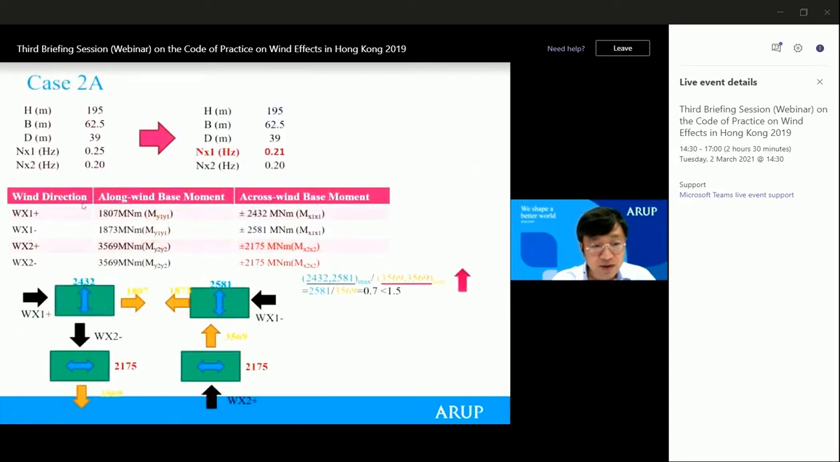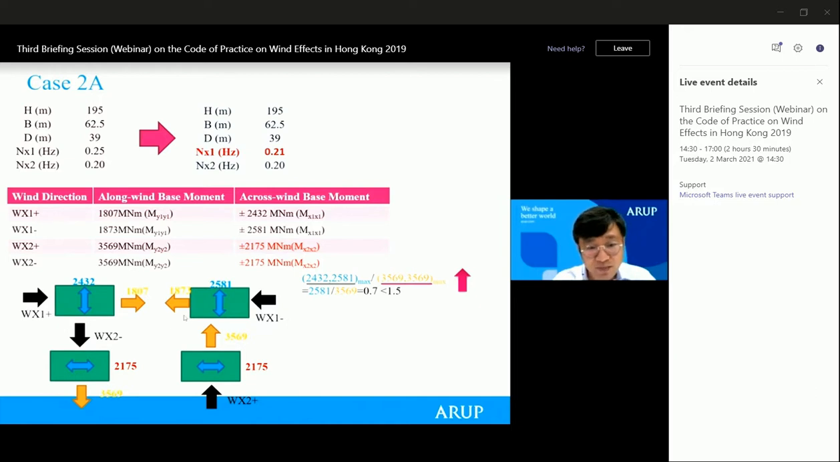And in order to introduce some further variation or different scenario, we reduce the natural frequency in the x1 direction slightly. So originally it's 0.25 hertz. So now we make it more flexible. So the natural frequency drops to 0.21. So then here we can see, because of this change, the along wind base moment increased slightly. But the increase of the crosswind base moment is even bigger, more obvious.